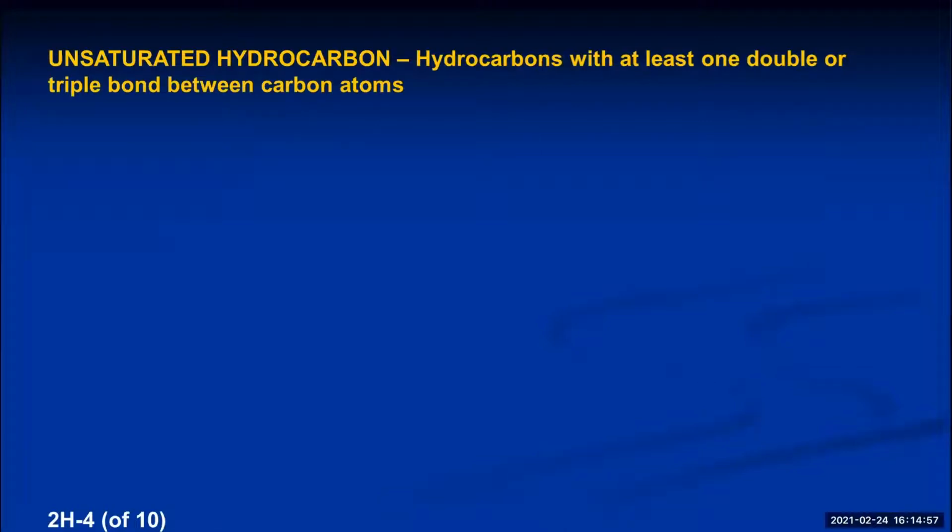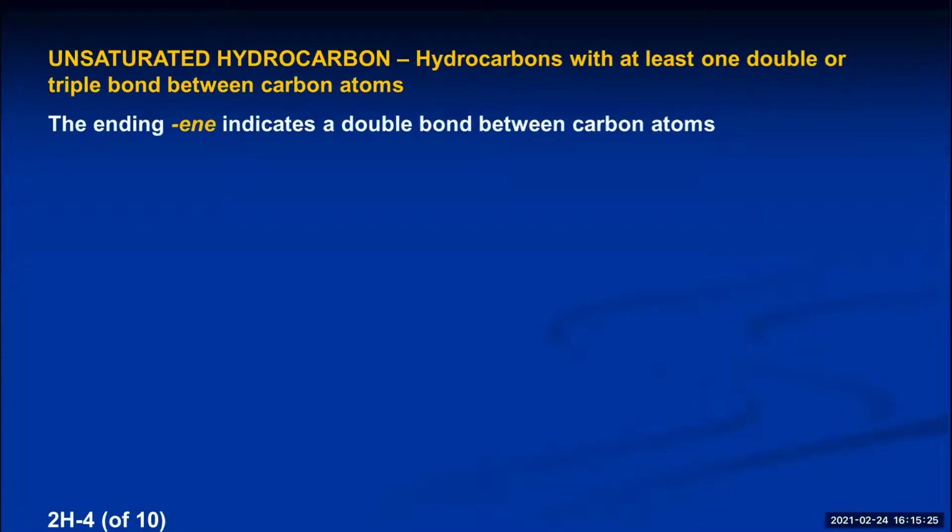Now, those were examples of what we called saturated hydrocarbons. What's an unsaturated hydrocarbon? These are hydrocarbons that have at least one double or triple bond between the carbon atoms. And the way we name an unsaturated hydrocarbon is with the same prefix as we talked about before, but we have a different ending. The suffix "ane" means only single bonds. But if you have a double bond between at least two of the carbons, we switch the ending to "ene." So that indicates a double bond between carbons.